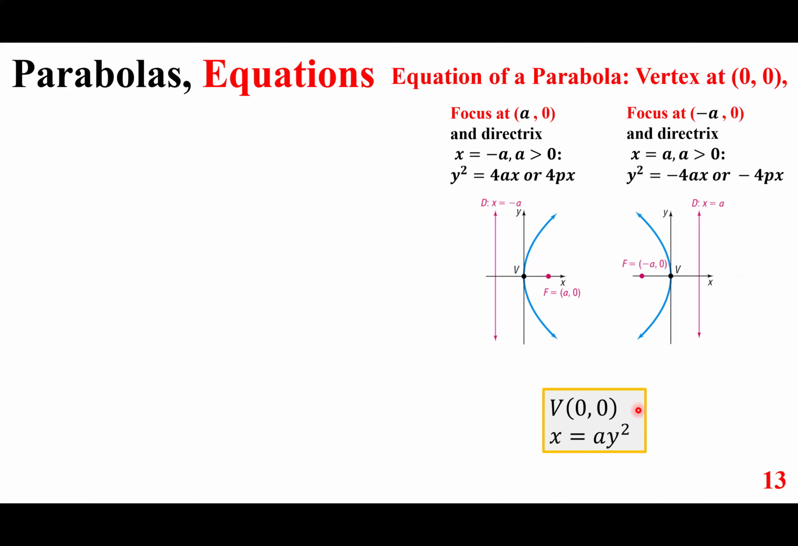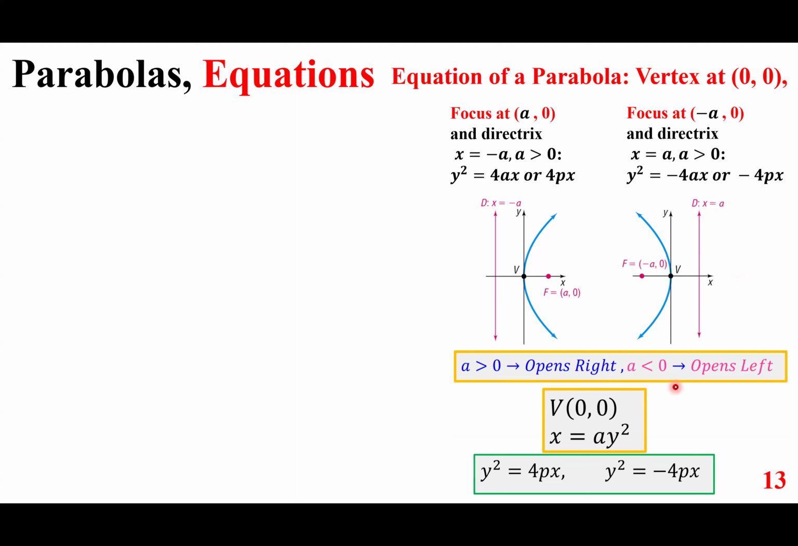The vertex is at 0, 0, x equals a y squared. It opens sideways, so it's quadratic with respect to y. When a is positive, opens to the right. When it's negative, opens to the left. And this is what we learned in algebra. Now with this focal distance, y squared equals 4px, or if it opens to the left, minus 4px.